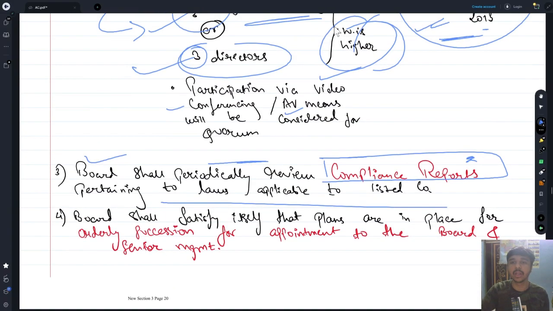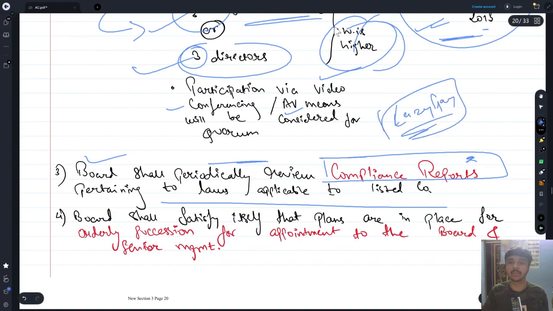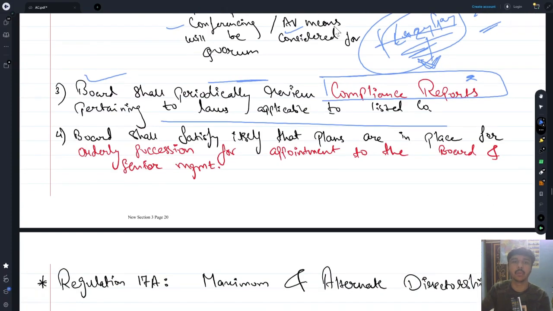Recently, we saw the RBI had a great crackdown on apps like LazyPay, because they were not able to fulfill the regulatory requirements. Firstly, it did not fit in RBI's regulation. Secondly, they had no guarantee as such from the market, right? The money they were lending, right? So that's why there was a great crackdown on it. So the board has to periodically review the compliance report.